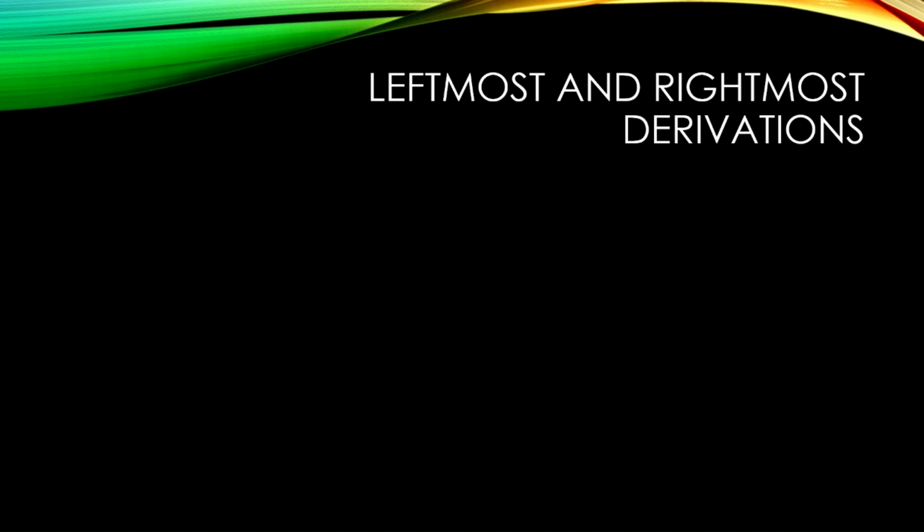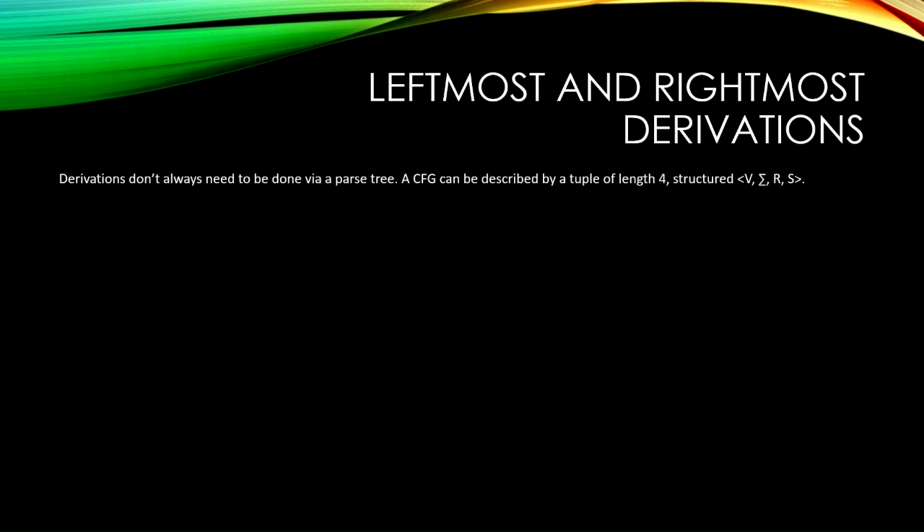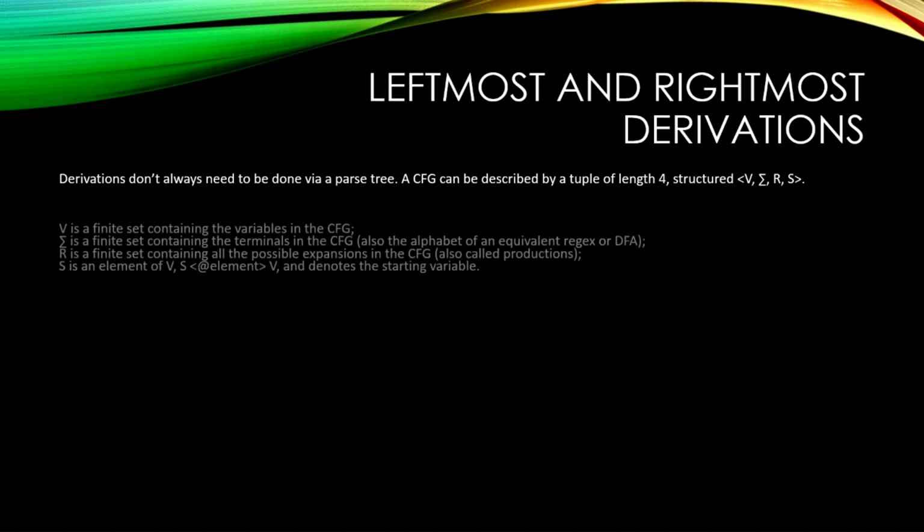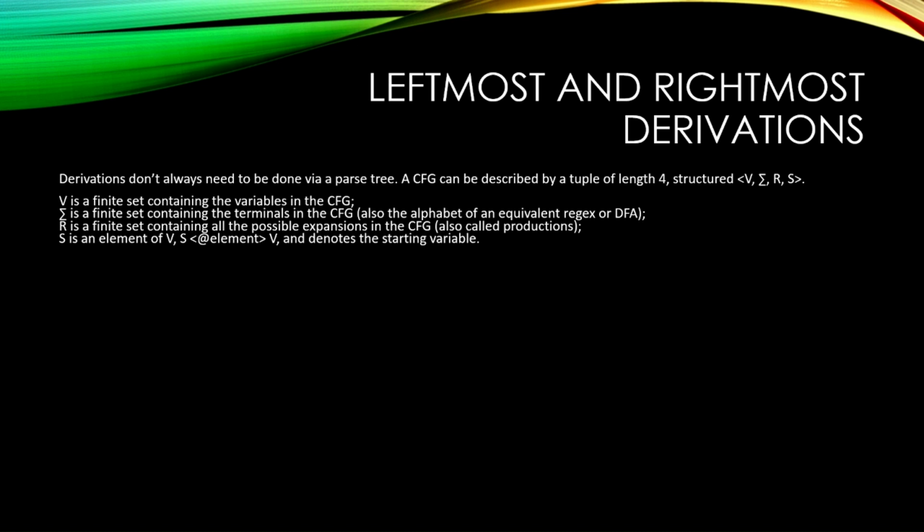So now derivations, leftmost and rightmost. Derivations themselves don't always need to be done via parse trees. Parse trees are useful because they're good at illustrating it, but we can use the theoretical structure of a context-free grammar to derive a word. So it can be described by a tuple of length 4 structured V, sigma, R, and S. So V is a finite set containing all the variables in the context-free grammar. Sigma is a finite set containing the terminals in the context-free grammar, so it's also the alphabet of an equivalent regex or DFA. R is a finite set containing all the possible expansions in the CFG.